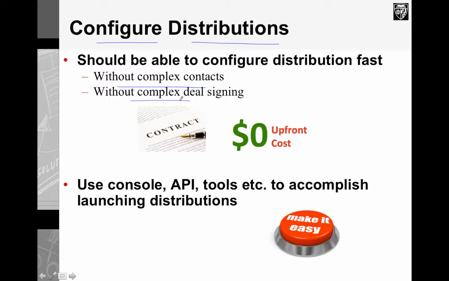All we want to do is be able to launch the service using a console or an API or some kind of a tool. And as soon as we launch the service, and by the way, a CDN service is typically called a distribution. Just like we have RDS instances, we have CDN distributions. So we should be able to launch a CDN distribution very, very fast.